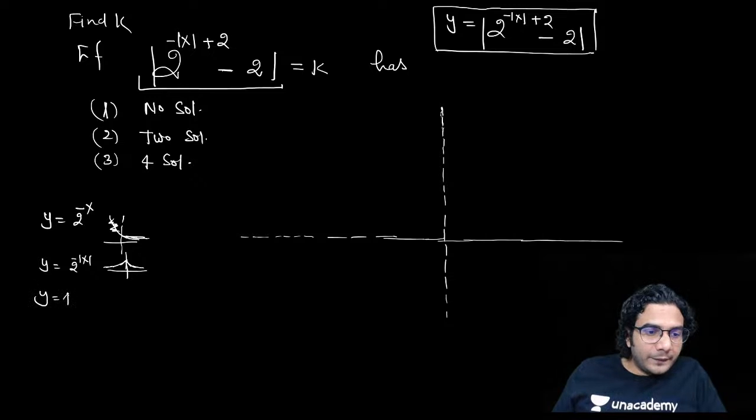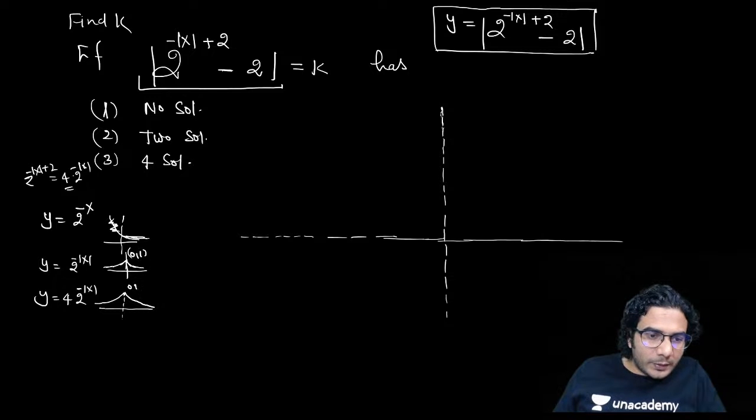So this is 2 raised to minus x. Now we multiply it by 4, because 2 raised to minus mod of x plus 2 is equal to 4 into 2 raised to minus mod of x. Basically, you are multiplying it by 4. If you multiply it by 4, the shape will not change, but the values will change. These values will increase. This point was 0, comma 1. Now this point is 0, comma 4. That is the only change.